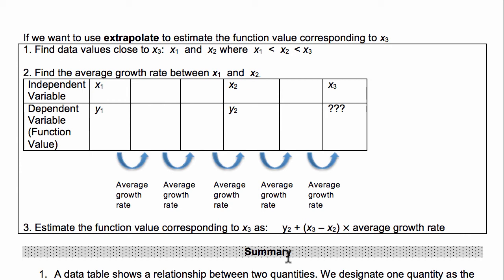Step 3. Estimate the function value corresponding to x sub 3 as y sub 2 plus x sub 3 minus x sub 2 multiplied by the average growth rate. That is, we want to begin with y sub 2, the function value that corresponds to the independent variable value that is closest to the data point we wish to make an estimate about. Then we consider how far away x sub 3 is from x sub 2. That tells us how many times we need to add the average growth rate.